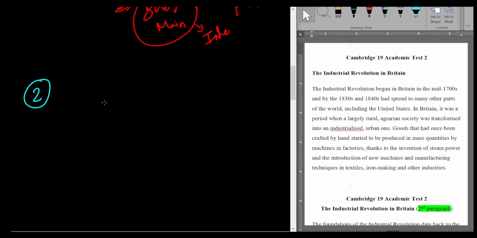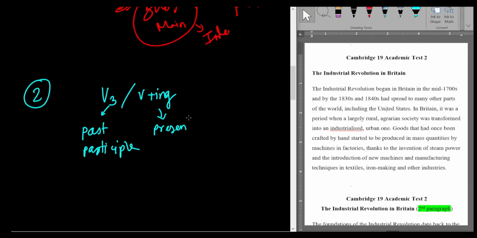Our second rule, or the second shortcut to filter out the unnecessary parts and find our main subject and main verb: we will look for V3, if we're reading the text and we run into a V3, which we know as the past participle, or if we find a verb plus ing, which we call the present participle.